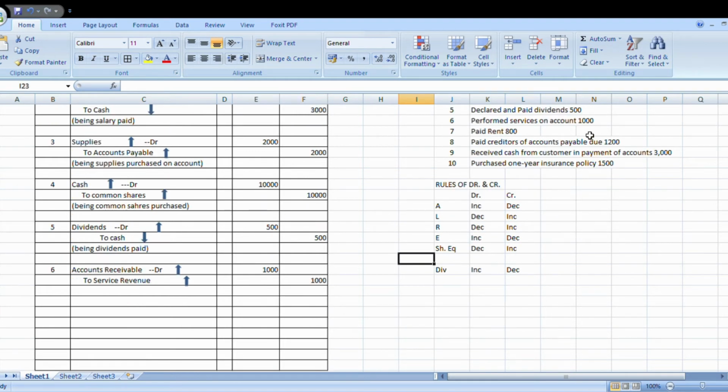Okay. Next is performed services on accounts. When you perform services or you sell goods, either you perform services or you sell goods if you're in an organization.